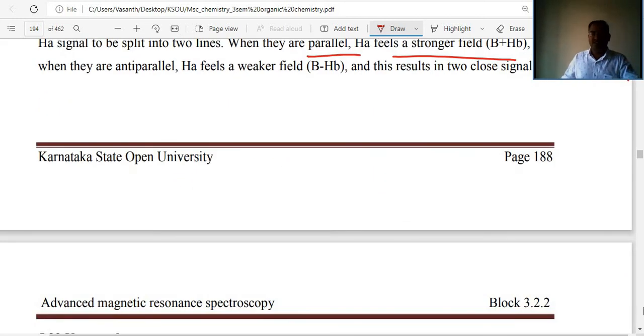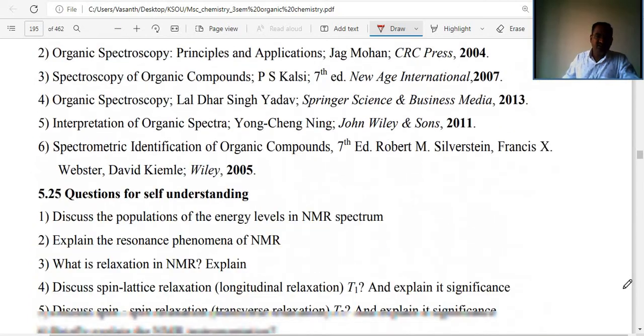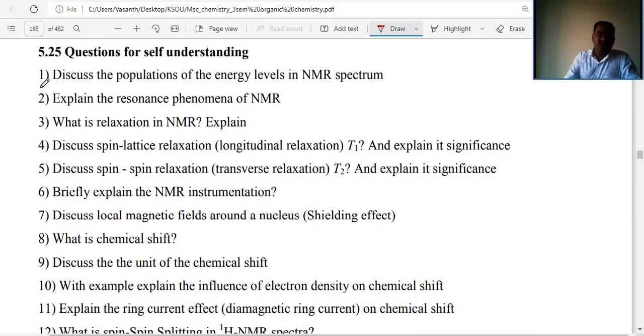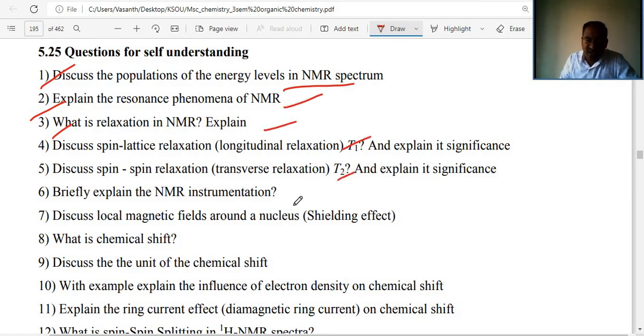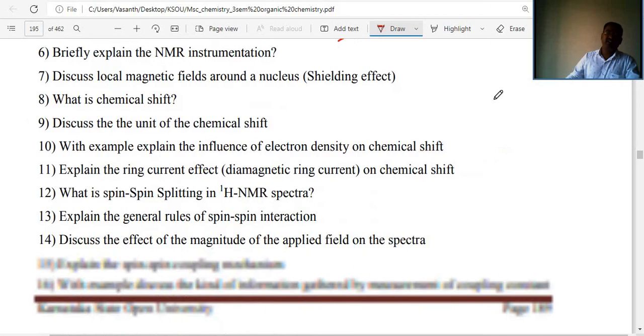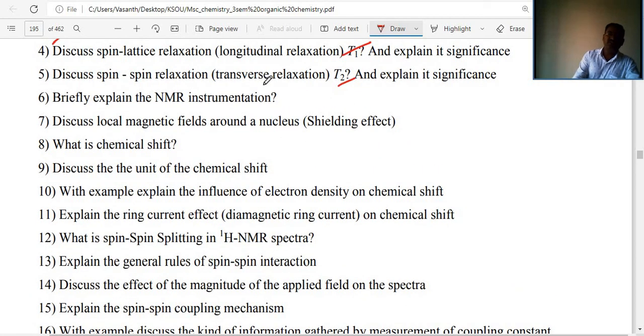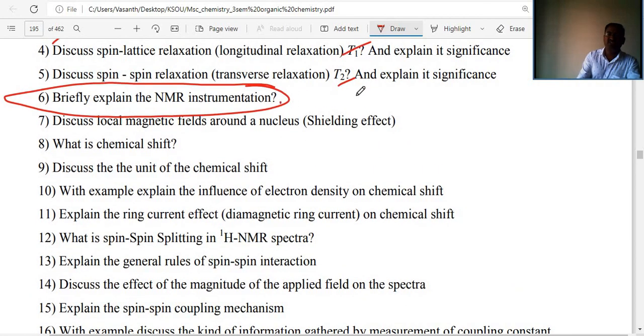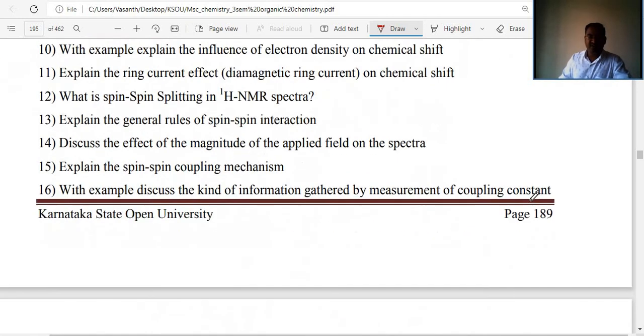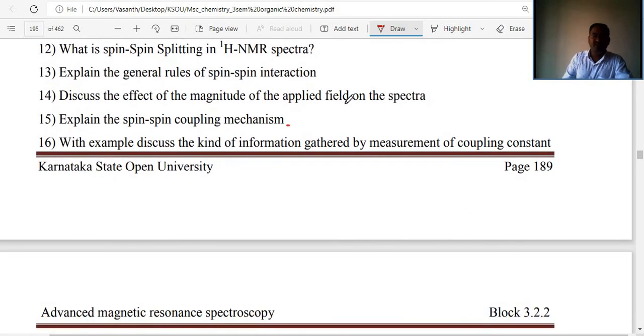These are some keywords mentioned here. Go through all the questions. First, make notes for this. Discuss populations of energy levels. First make those notes; then it is helpful for your examination. Briefly explain NMR instrumentation. Discuss the unit of chemical shift. Spin-spin coupling. Spin-spin splitting.